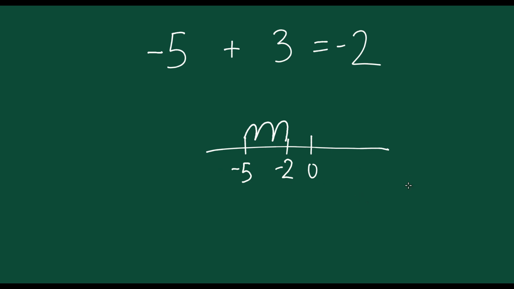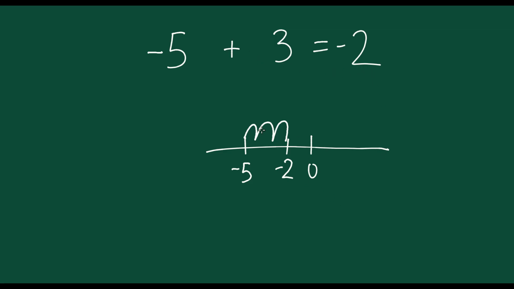So this is the first method. You write out a number line, you put your first number that you're starting with, that's your starting point, and then if you're adding a positive number, you move right however many spaces the second number is. So negative 5 plus 3 is indeed negative 2.